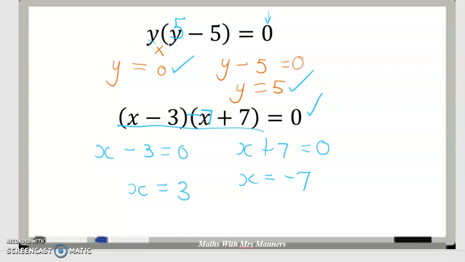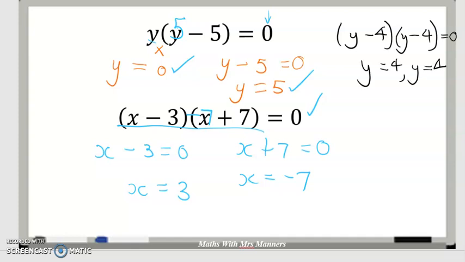So with these quadratic equations, you will get two solutions. There are some equations where you'll get one, but that's only because the bracket is repeated twice. So for example, y minus 4 equals 0. You can get y equals 4, and then y equals 4 again, because the brackets are the same.